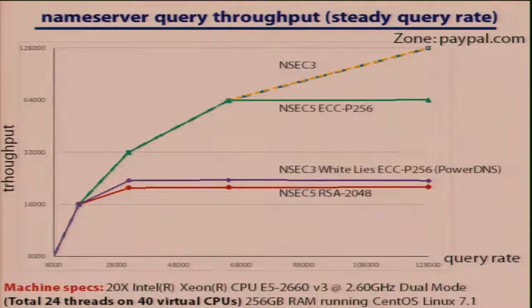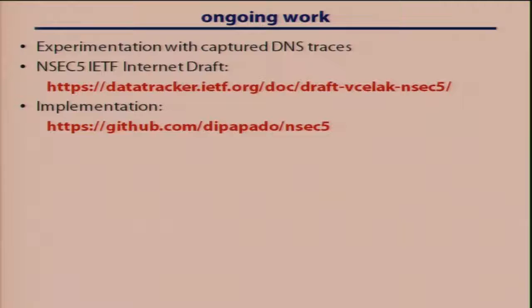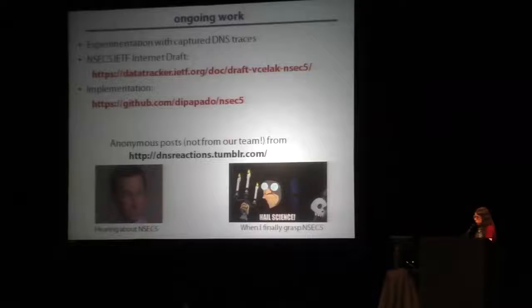Again, they're really new, so this is an ongoing project. We are continuing to do performance analysis, so we haven't tested the resolver performance yet. We have to do that. We're also going to use captured traces as opposed to these synthetic queries that were coming in at a steady rate that I've shown you. We have an internet draft. We're hoping to get this included into the DNSSEC specs, and the implementation is publicly available. So with that, I'll stop.